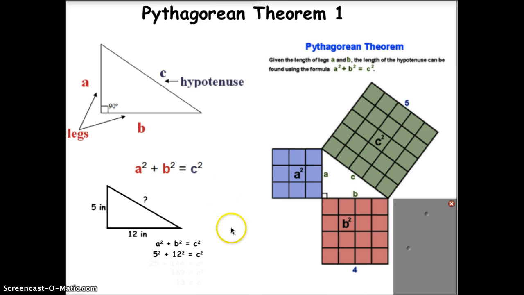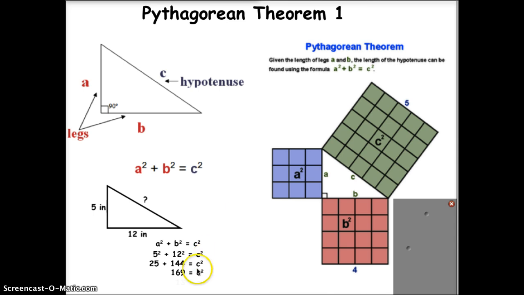The next step is to simplify this by squaring 5 and 12. Well, 5 squared is just going to be 25, and 12 squared is going to be 144. And c squared I'm not doing anything with yet, so that's just going to be c squared. Now I can add 25 and 144, and if I do that, I get 169, and that's going to be equal to c squared. The last step is to take the square root of both sides.